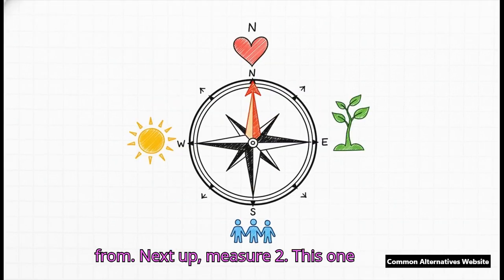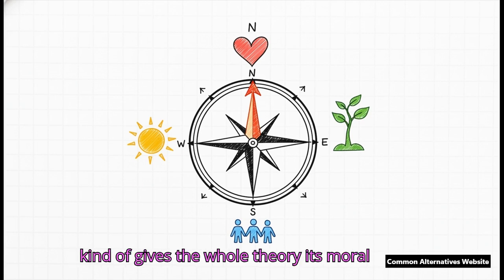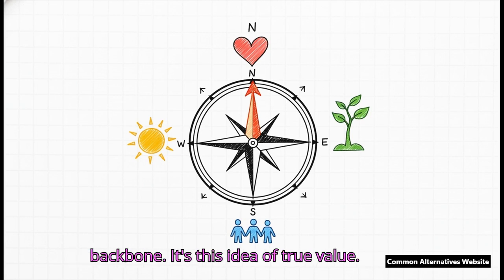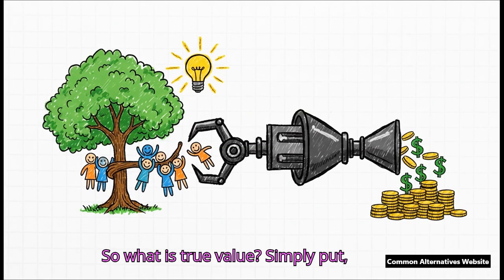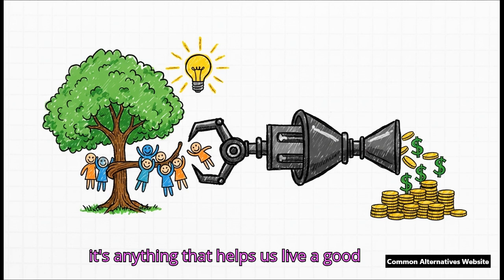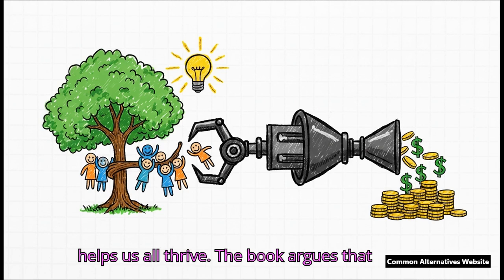Next up, measure 2. This one introduces a really powerful concept that kind of gives the whole theory its moral backbone. It's this idea of true value. So what is true value? Simply put, it's anything that helps us live a good life. Think about clean water, strong communities, shared knowledge, stuff that helps us all thrive.